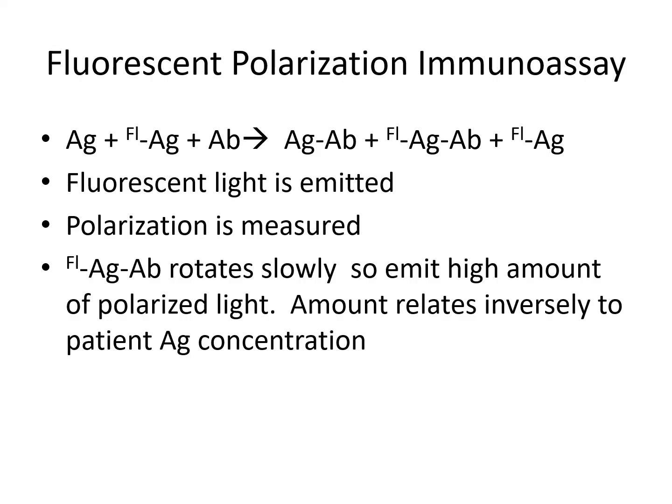The next one is FPIA, or fluorescent polarization immunoassay. So in this assay, the antigen is labeled with fluorescein. That is a compound that can be detected at a very low concentration. So that makes it a very sensitive method. So two things are measured here, both fluorescent light and polarization. This fluorescent labeled complex rotates slowly and can be detected under polarized light. At the same time, the amount is inversely related to the concentration of the patient's antigen.